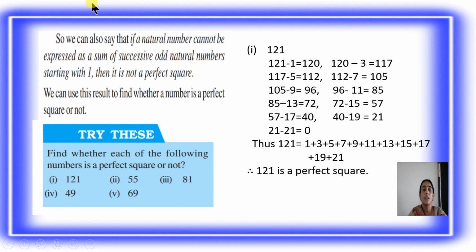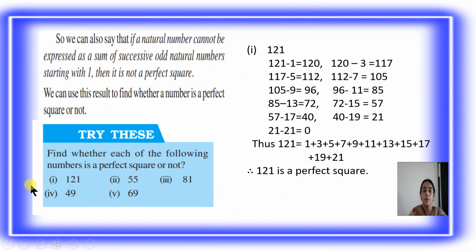Here, first you have to remember this statement: if a natural number cannot be expressed as the sum of successive odd natural numbers starting with 1, then it is not a perfect square. Now, as I told you, let's solve some examples based on this. Find whether each of the following numbers is a perfect square or not.